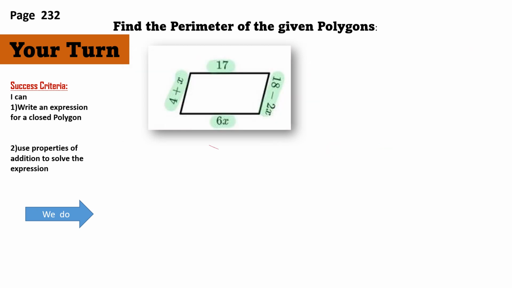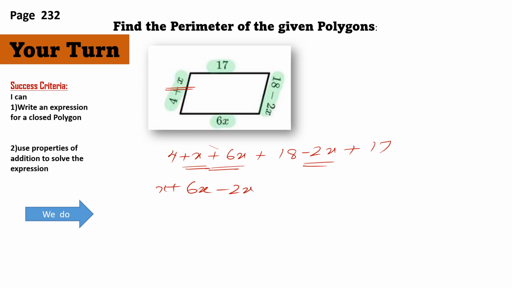Now add them again, start from here. So 4 plus x plus 6x plus 18 minus 2x plus 17. Now write all x together. So this is x plus 6x minus 2x together. After that, numbers together. 4, then I have plus 18, then I have plus 17.